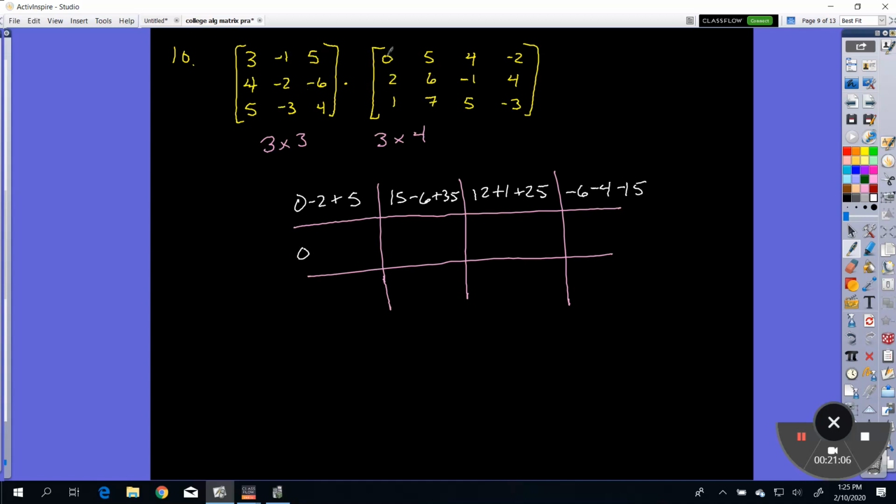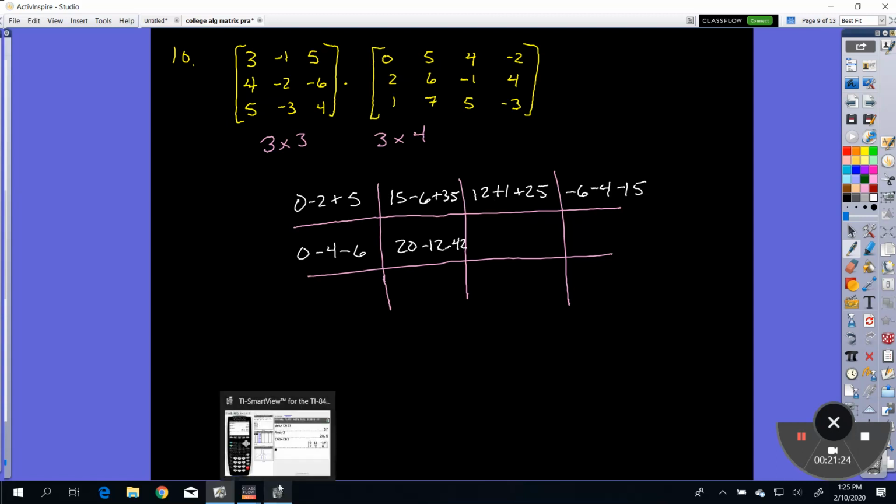So 4 times 0 is 0. Negative 2 times 2 is negative 4. Negative 6 times 1 is negative 6. 4 times 5 is 20. Negative 2 times 6 is negative 12. Negative 6 times 7 is negative 42. Then you have to work it all out. Add all these and get your answer.